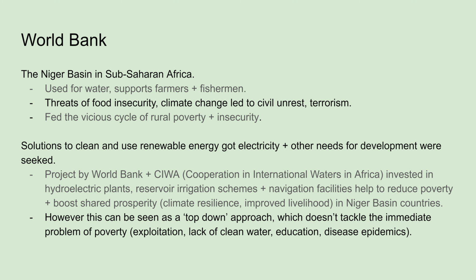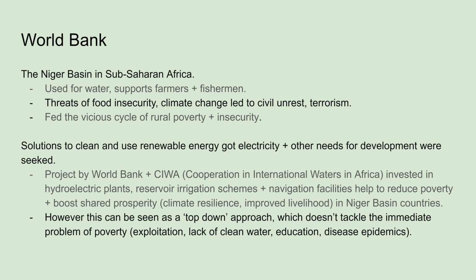So the World Bank. The situation we have here is in the Niger Basin in sub-Saharan Africa. It is used for water to support farmers and fishermen. There are threats to food security, climate change leading to civil unrest and terrorism, and it feeds the vicious cycle of rural poverty and insecurity. Solutions to clean use of renewable energy to get electricity and other needs for development were sought.